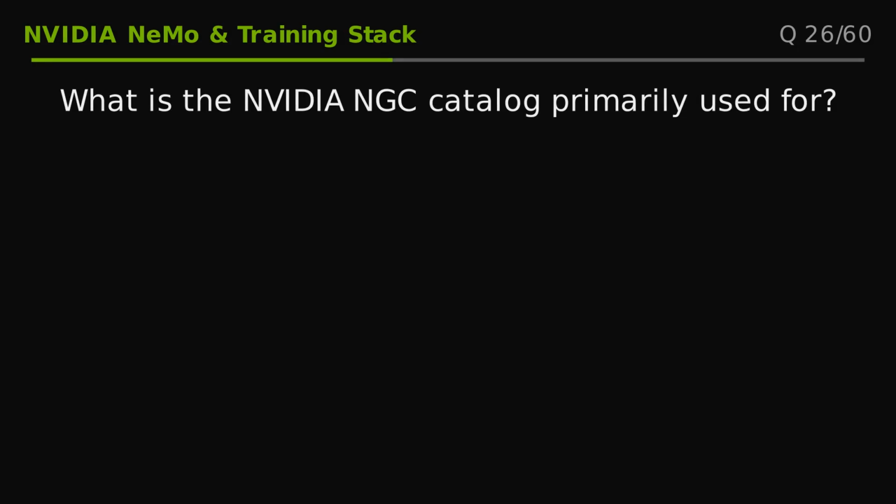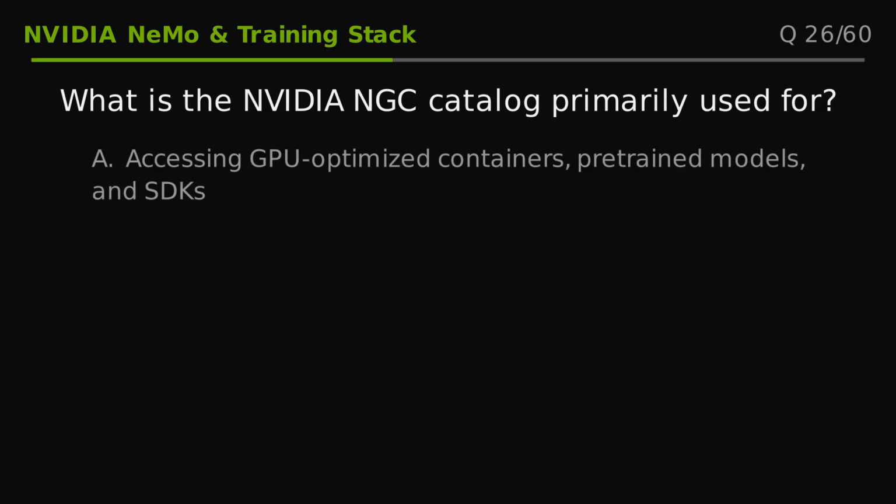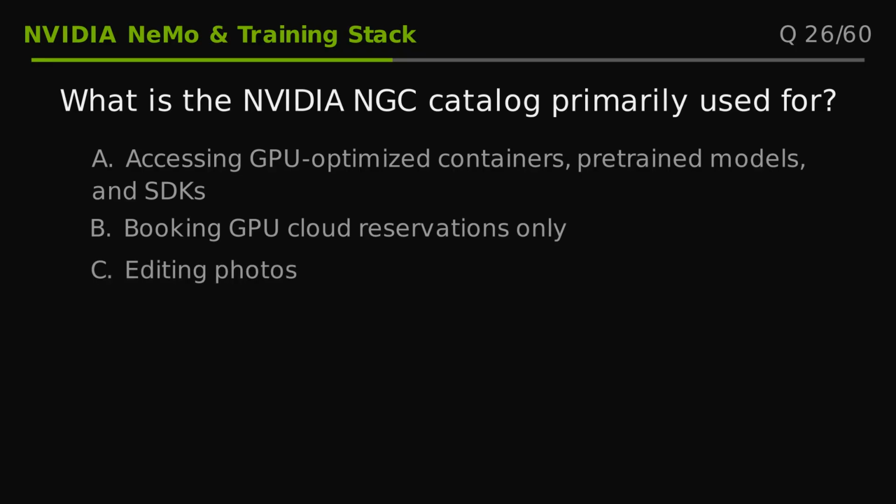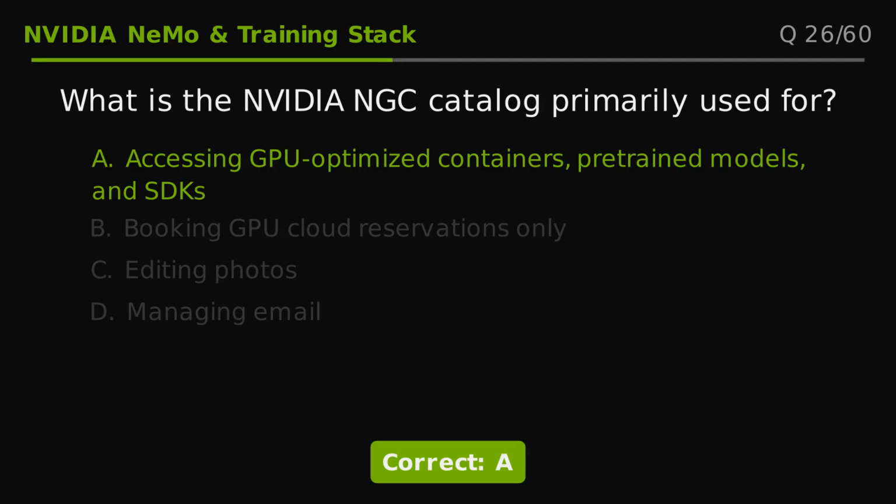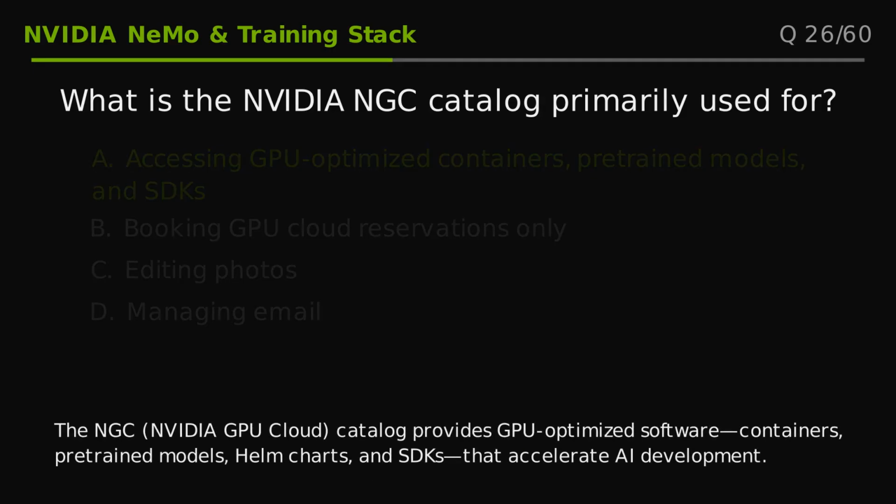Question 26. What is the NVIDIA catalog primarily used for? Option A. Accessing optimized containers, pre-trained models, and more. Option B. Booking cloud reservations only. Option C. Editing photos. Option D. Managing email. The correct answer is A. The NVIDIA NGC catalog provides optimized software, containers, pre-trained models, Helm charts, and more that accelerate AI development.